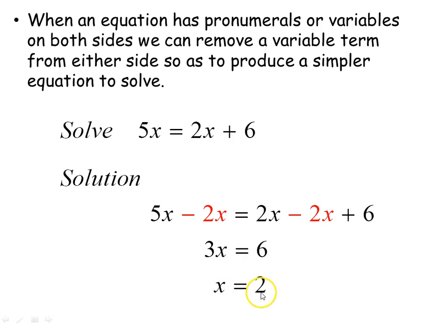Now x equals 2 means that 5 times 2 is 10 on the left, and 2 times 2 is 4, plus 6 is 10 on the right. So 10 equals 10. So x equals 2 makes this equation true. We solve this equation by removing the pronumeral from one side of the equation to produce a simpler equation. So we've got rid of 2x on both sides, and are left with a much simpler equation, 3x equals 6.